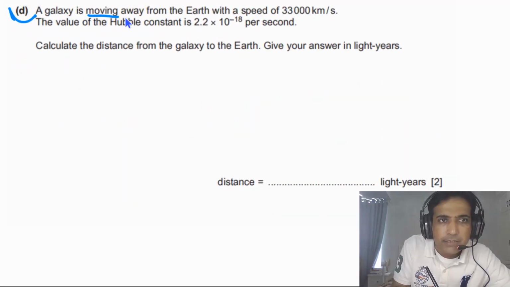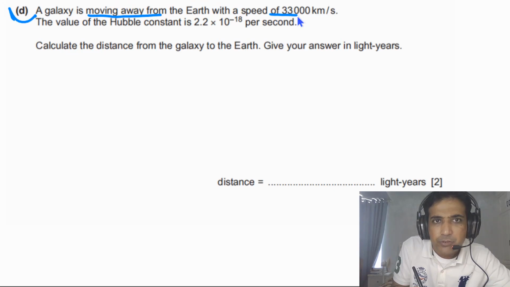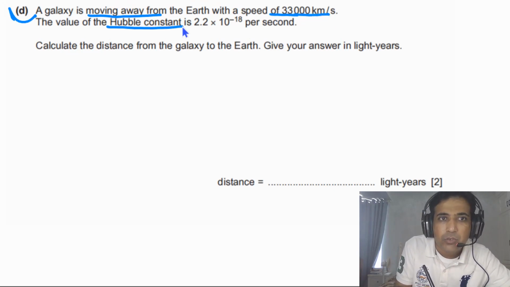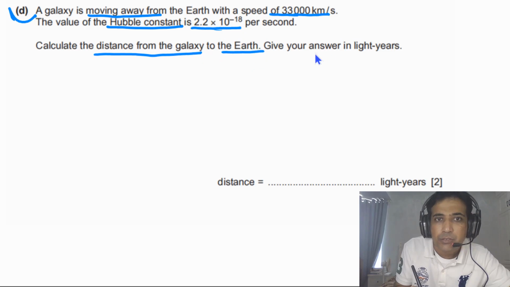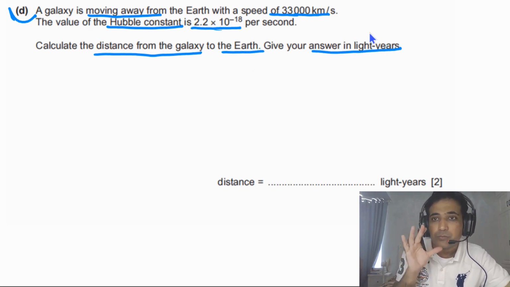Part D says a galaxy is moving away from the Earth with a speed of 33,000 kilometers per second. The value of the Hubble constant is 2.2 times 10 to the minus 18 per second. Calculate the distance from the galaxy to the Earth. Give your answer in light years. So the answer has to be in light years. So this is a very important point.